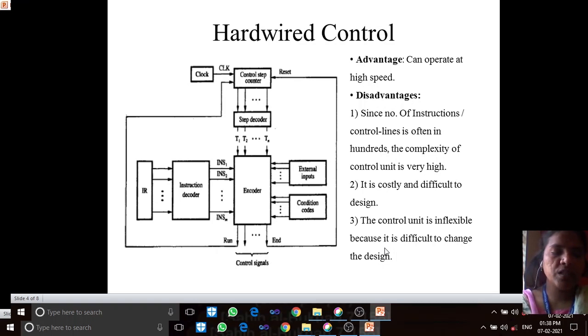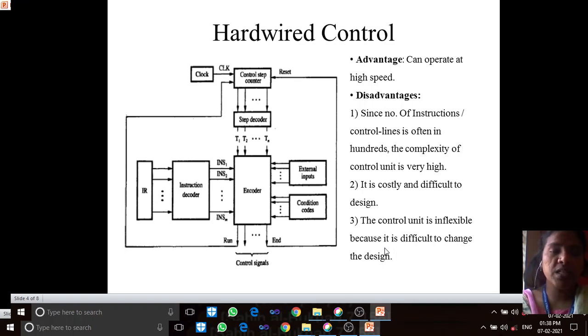What is the advantage of hardware control? The sequence of operations carried out by this machine is determined by the wiring of logic. Wiring, what you can see, is the internal wiring. That's why it is called hardwired. Wiring of logic circuits, hence the name hardwired has come.